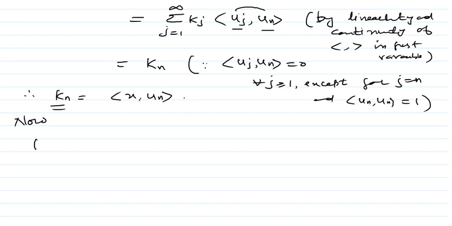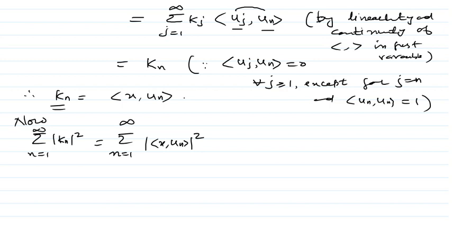Now let's find this sum. It's very simple. Let's find this sum, summation mod kn square, and n runs from 1 to infinity. What's this kn? This we have proved it's equal to the summation, n runs from 1 to infinity, of the mod of the inner product of x with un, whole square.